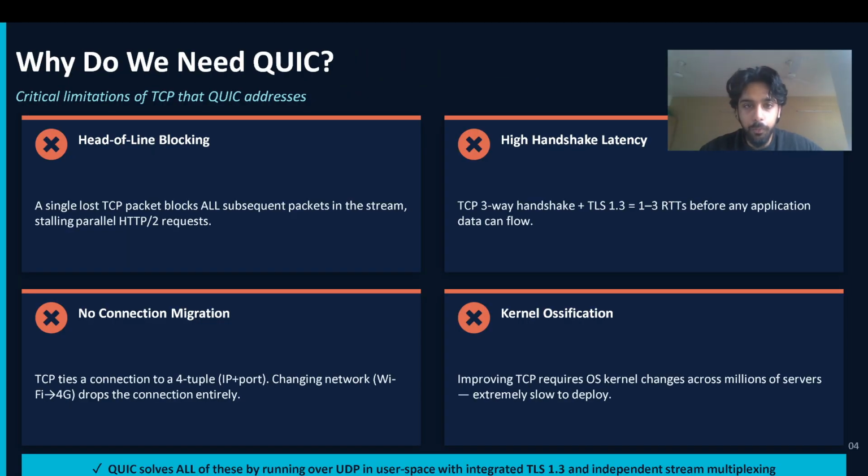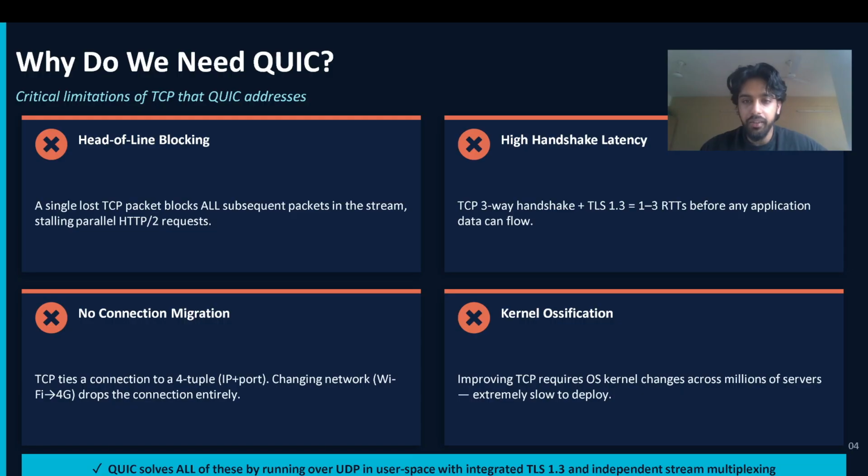Another drawback of TCP is that it requires high handshake latency, because TCP uses a three-way handshake for the TCP communication and then another handshake for TLS. So this delays the data flow. The other fault is that there is no connection migration, because a TCP connection is tied to a particular IP, and if that device's IP changes, then the whole network path will change, which is another drawback.